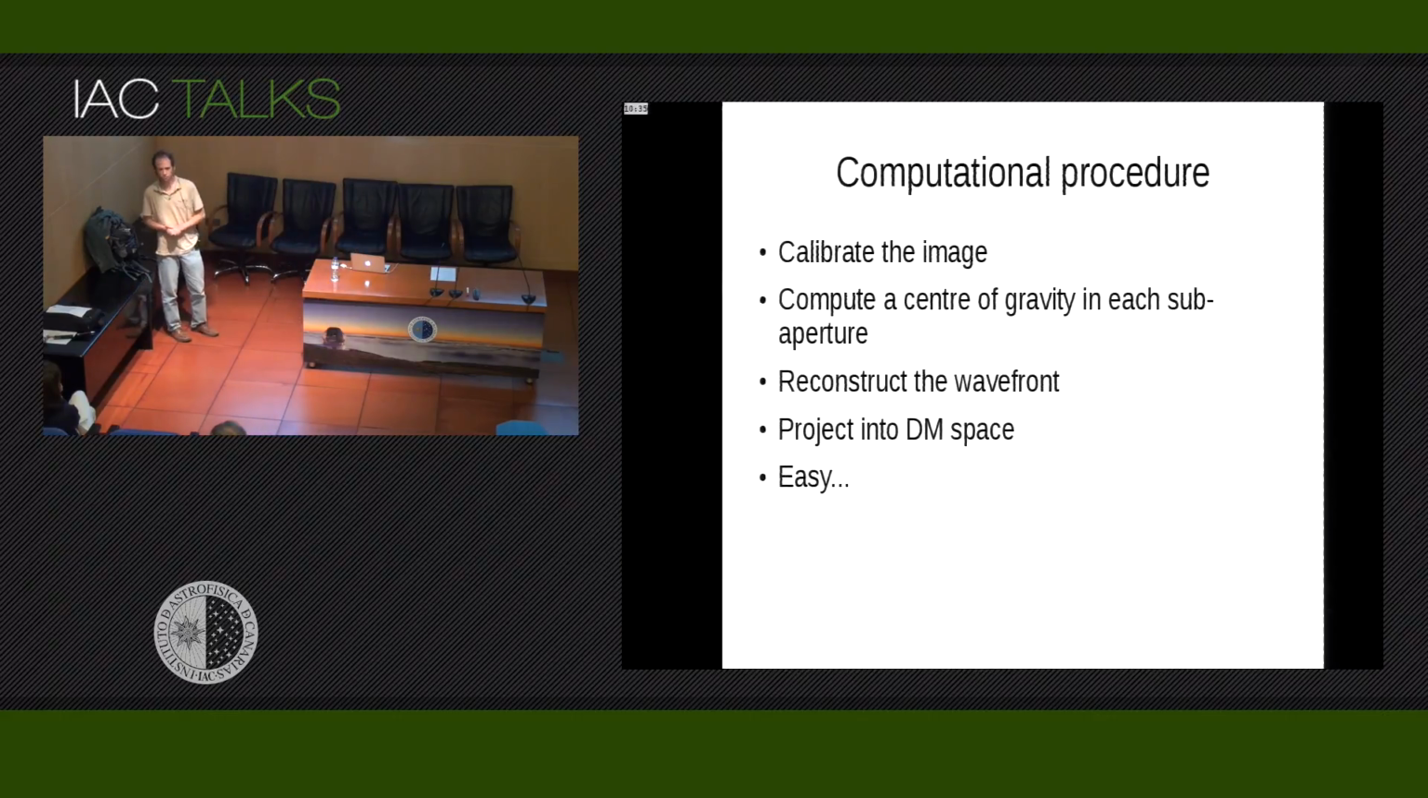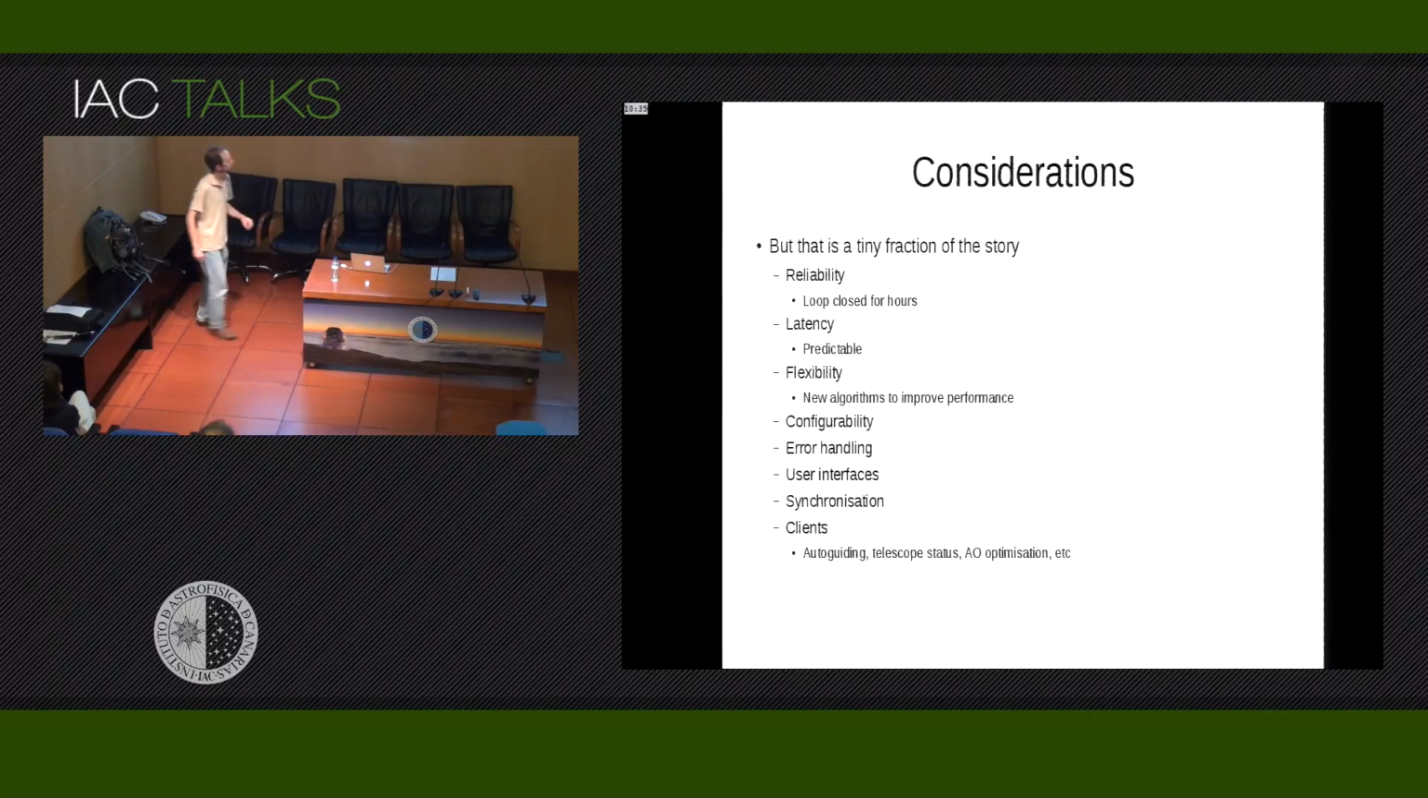So, the computational procedure for real-time control. You calibrate an image. You can compute the center of gravity in each subaperture, assuming it's a Shack-Hartmann system. You reconstruct the wavefront. You project that onto DM space. Right? Sounds easy. There are, of course, many considerations. You could put all that together in a very simple script, whether it's MATLAB or anything else, Python. But that's only a small fraction of the story.